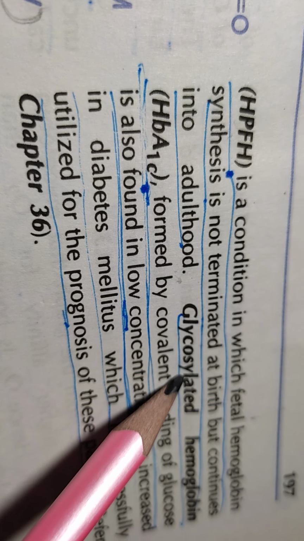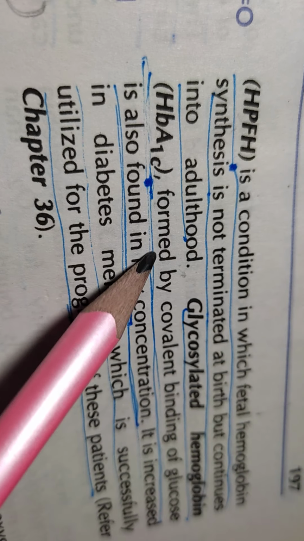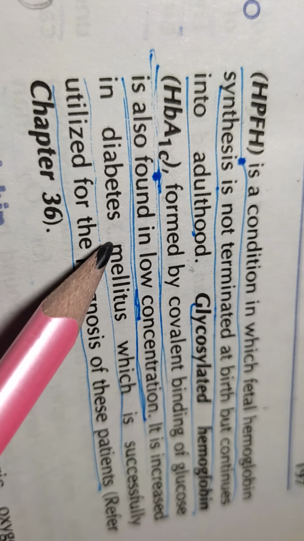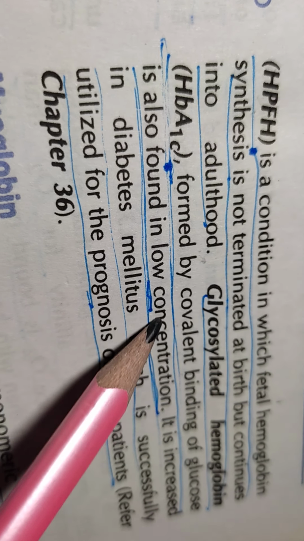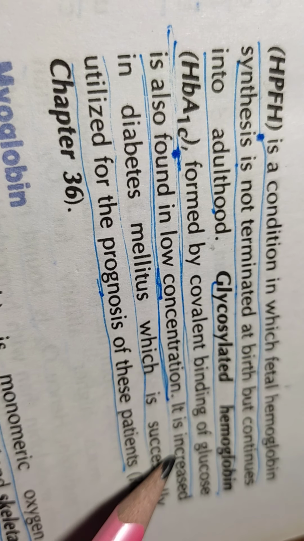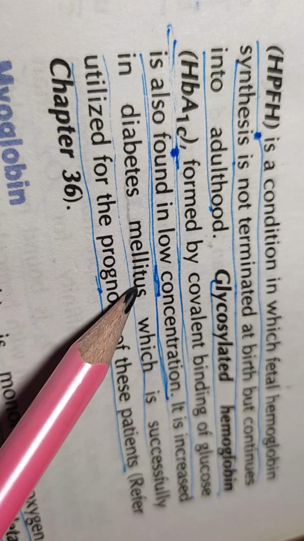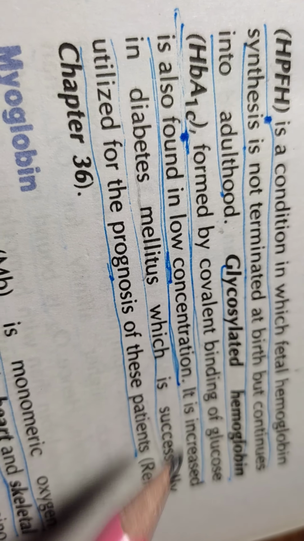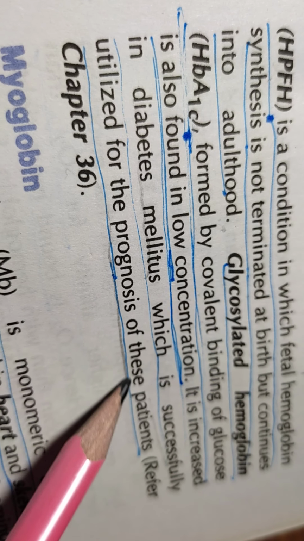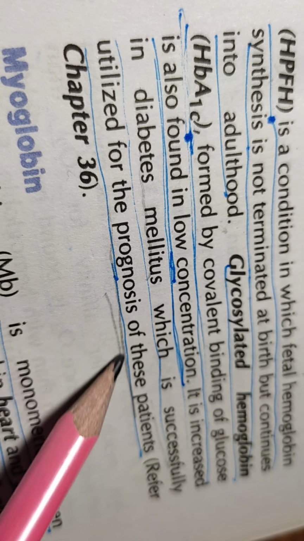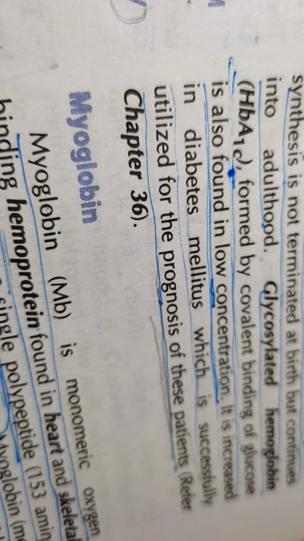There is also glycosylated hemoglobin, formed by covalent binding of glucose, which is found in low concentration. It is increased in diabetes mellitus, and is successfully utilized for the prognosis of these patients.